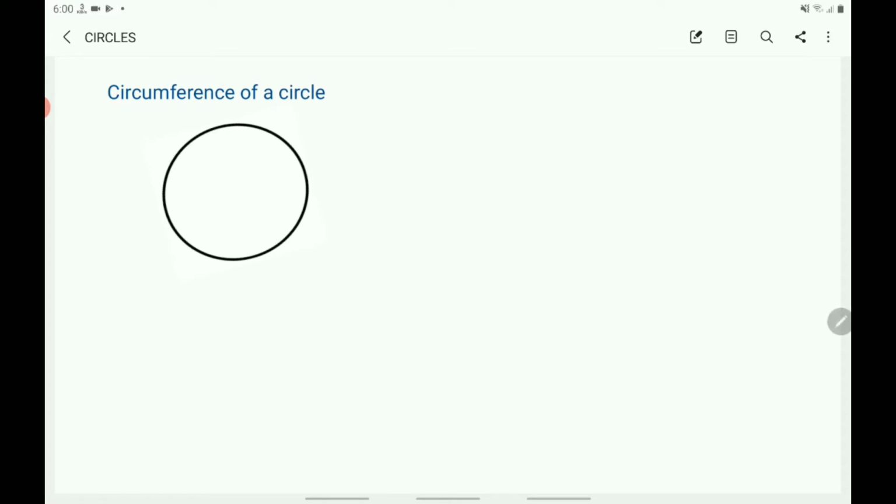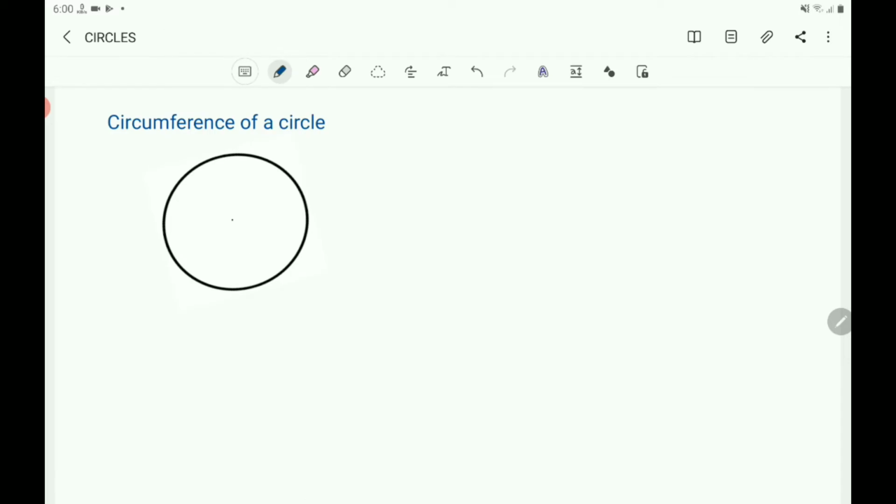Here, consider a circle with center O, and this is a circle. Its complete length is called circumference. It is also called the perimeter of a circle. Perimeter means nothing but the length of the circle. And what is circumference? Circumference is the length of the complete circle.